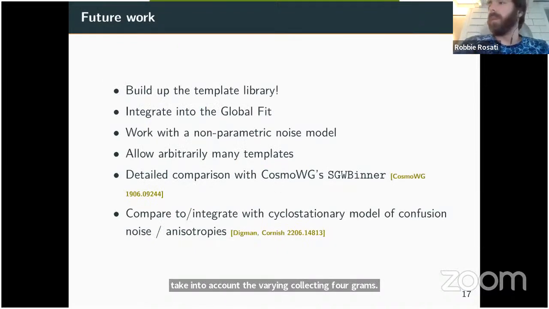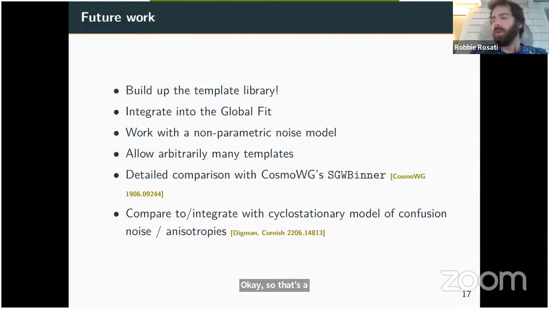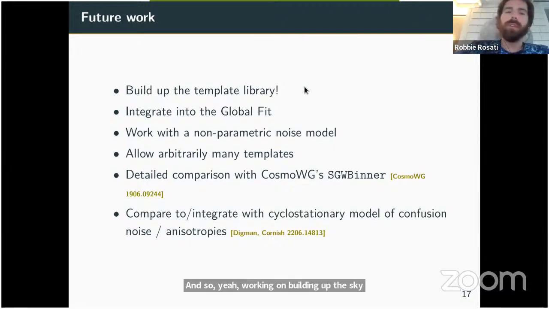Okay, so that's more or less our work so far. I'm working on building up the stochastic signal template library. And if anyone has a stochastic template I should take a look at, please let me know. We need to integrate this into the global fit pipeline, so that would involve changing the noise model. Instead of just the analytic 2-parameter noise model, we need to work with the global fit's noise model. So this is a little more complicated, non-parametric.